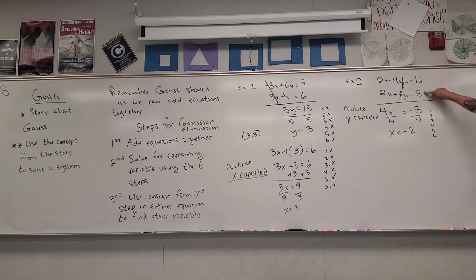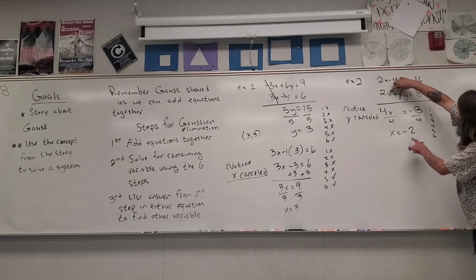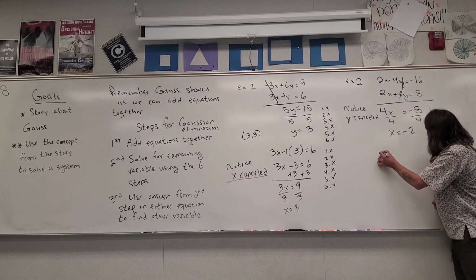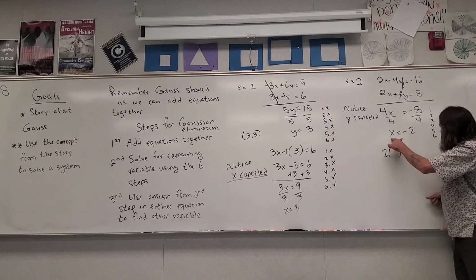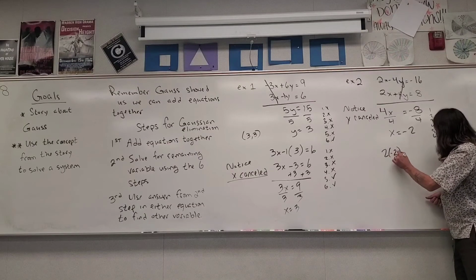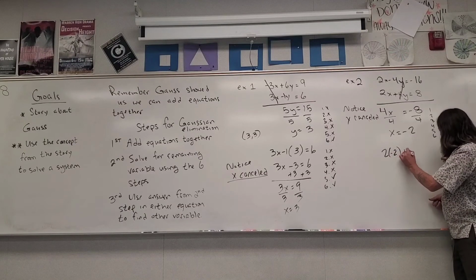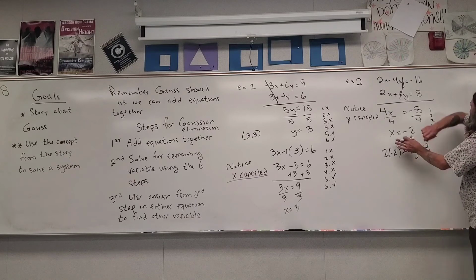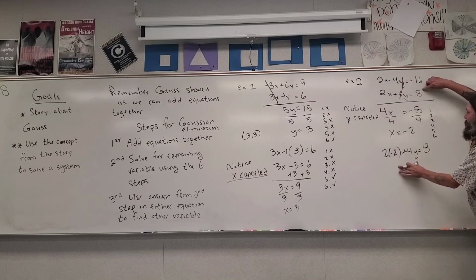I get to put this value in either equation, and I like the bottom equation because the numbers are small. So I'm going to replace the x value with a negative 2, and I'm going to have to solve for my y value. So now I get 2, and instead of an x, I put a parenthesis, and inside the parenthesis, I put a minus 2 plus 4y is equal to 8. Again, I plug the x value in here, and I rewrote the rest of the equation.